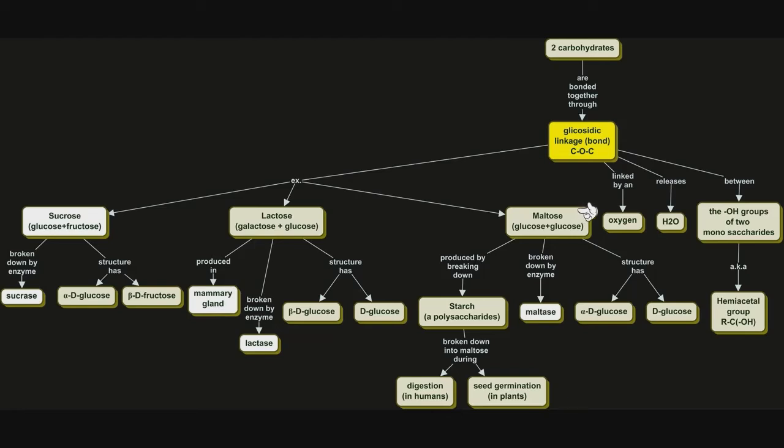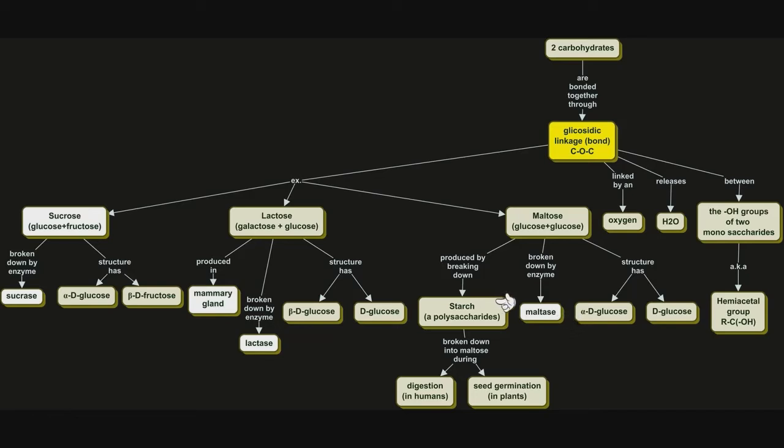First is maltose. It is glycosidically bonded between glucose and another glucose. It has a structure of alpha-D-glucose and a D-glucose. To break maltose into glucose and another glucose, this will require an enzyme called maltase. Maltase will break down this glycosidic bond into two glucose molecules.